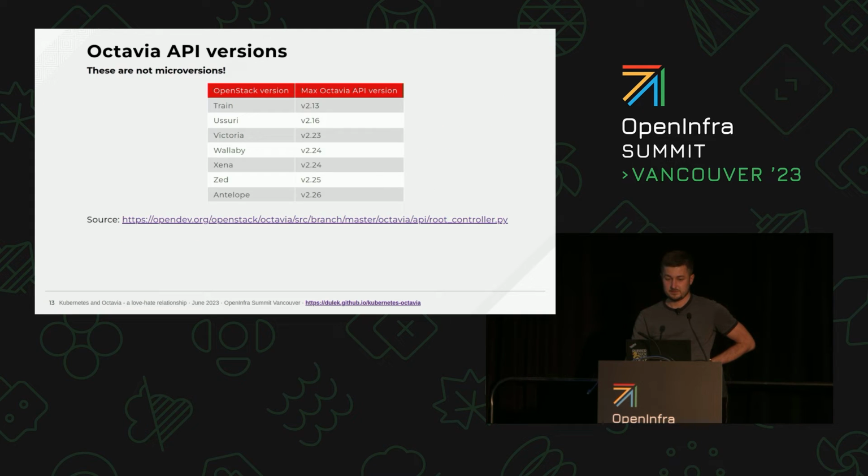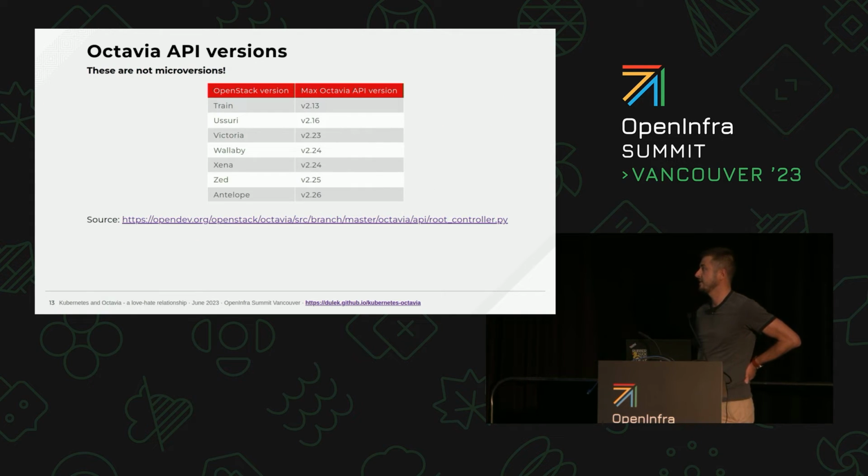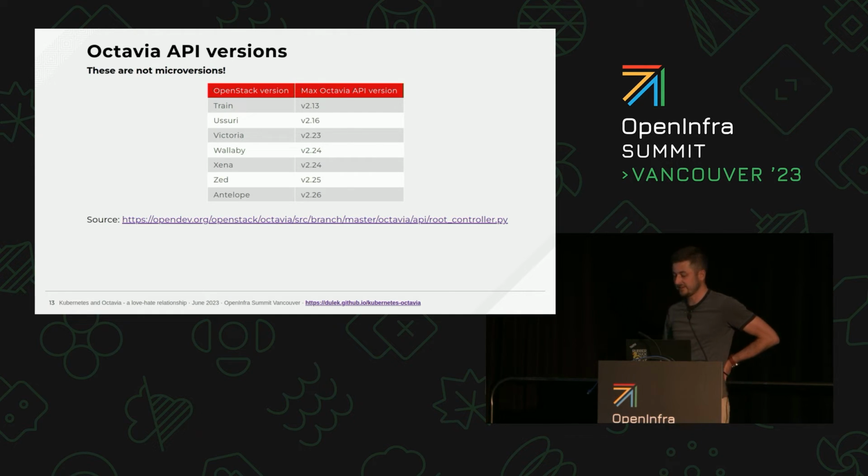And this is something that I've grabbed directly from the code. It's a mapping between the OpenStack versions and the version of the Octavia API. And these are not microversions. You cannot request a previous version. You can read the available API versions, and then you can deduce which features are available or not. Later on, I will show you a table with the features there.